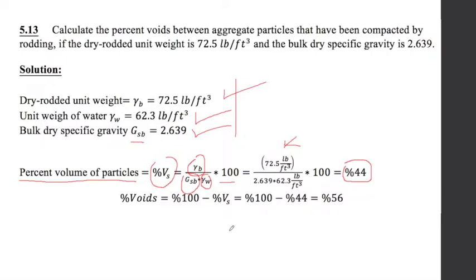In order to get the voids between the aggregate particles, we will take the total volume, which is 100%, and subtract Vs from it. So 100% minus 44%, the value is 56%. So this is the percentage of voids available.